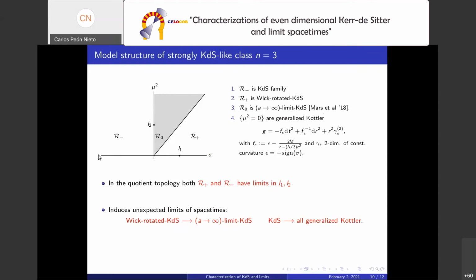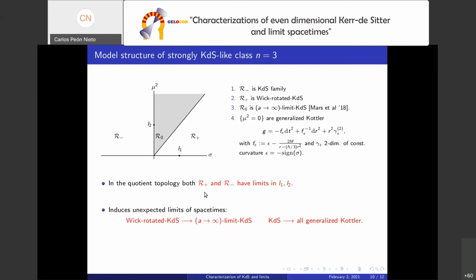And in the horizontal line, we have the so-called generalized Kottler spacetimes, given by these metrics, where gamma is a two-dimensional metric of constant curvature given by the sign of sigma. So, for instance, we have here Schwarzschild-de Sitter. Here we have at this point a spacetime which is similar to Schwarzschild-de Sitter, but with flat two-dimensional sections. And in this part of the region, we have hyperbolic two-dimensional sections.